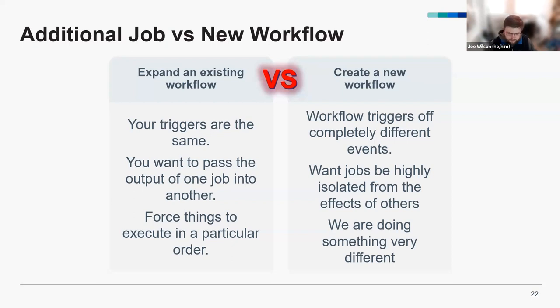You know, one job could change some code for some reason, and we don't want it to affect another one. Or we just don't really care about them sharing stuff, and we just want them to be separate. Or we're doing something very different, and it just makes logical sense to separate those out.